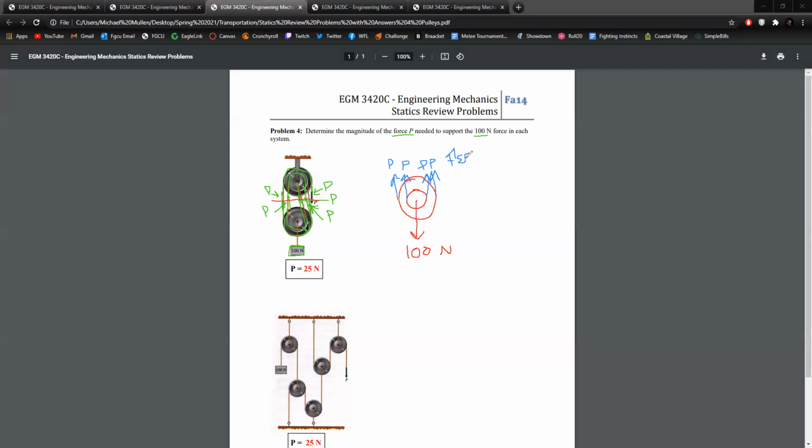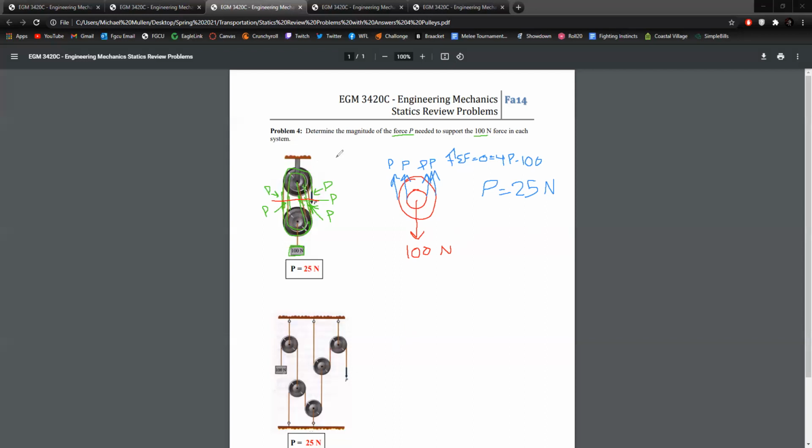we can say sum of the forces in the y direction equal to 0 is equal to P times 1, 2, 3, 4. We have 4 P's minus 100. You can easily solve this because this is the entire equation. For this free body diagram, we have P is going to be equal to 25 newtons. And that's the force P needed. That's it.